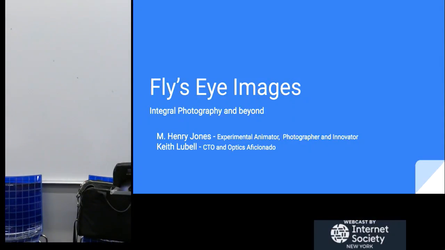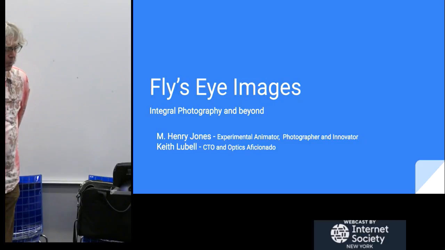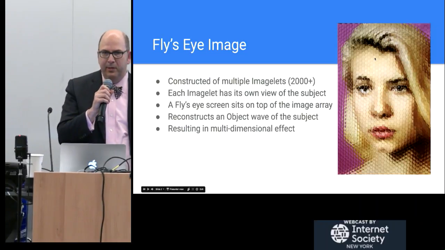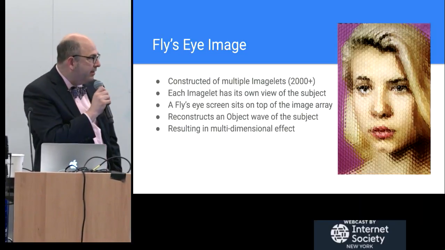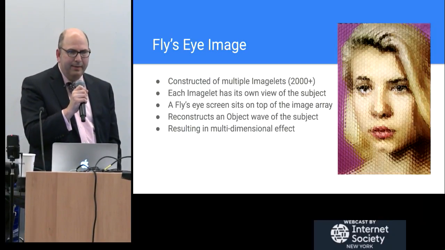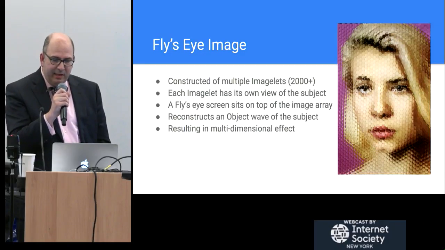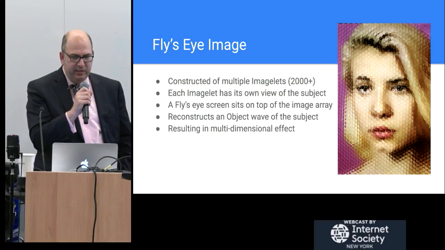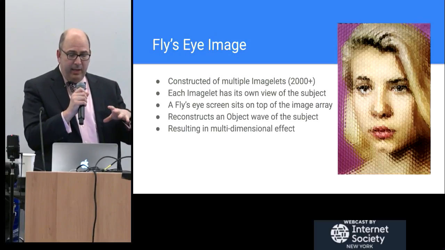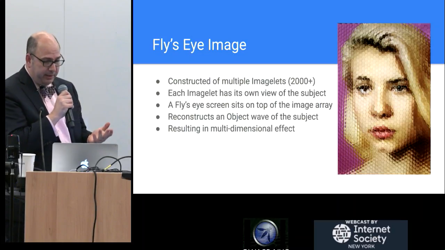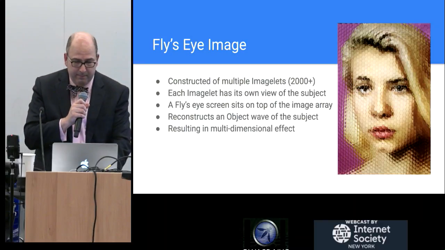Well, thank you, Henry. And thank you, Natasha, and OWASP, and Microsoft for having us here. Let's just start here. So here you see the Fly's Eye image, as you saw out in the hallway. It's constructed of over 2,000 little images. Each of those images, or imagelets, has a distinct view of the subject. And on top of those images sits a lens screen. Together, those two things reconstruct an object wave of the subject, and that results in the multidimensional effect that you see.